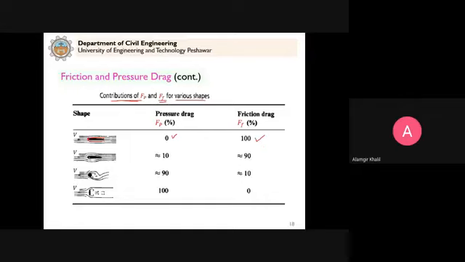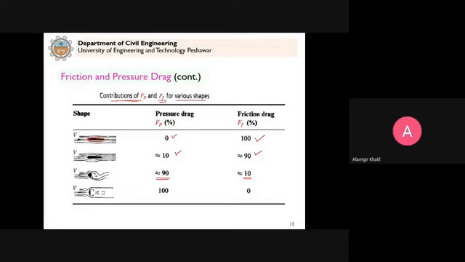Similarly, you can see here in this case the pressure drag is approximately 10% and the friction drag is 90%. Now if we place a spherical object, then in that case the pressure drag is approximately 90% and the friction drag is 10%.